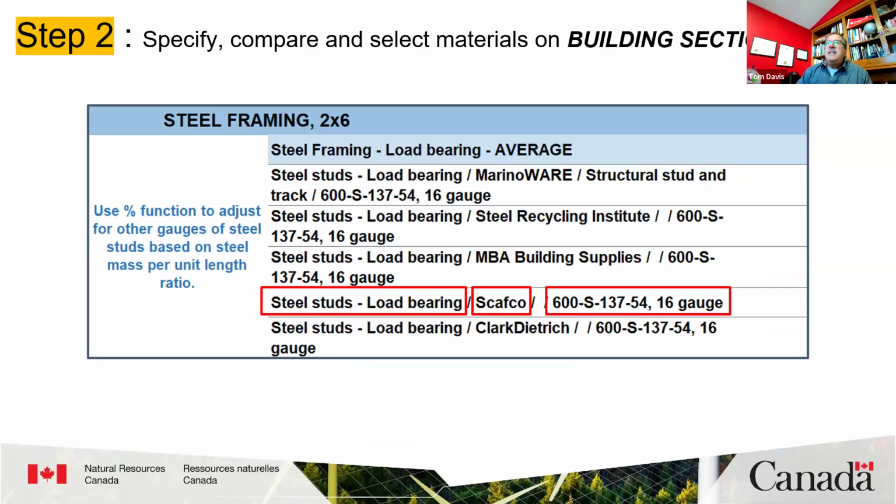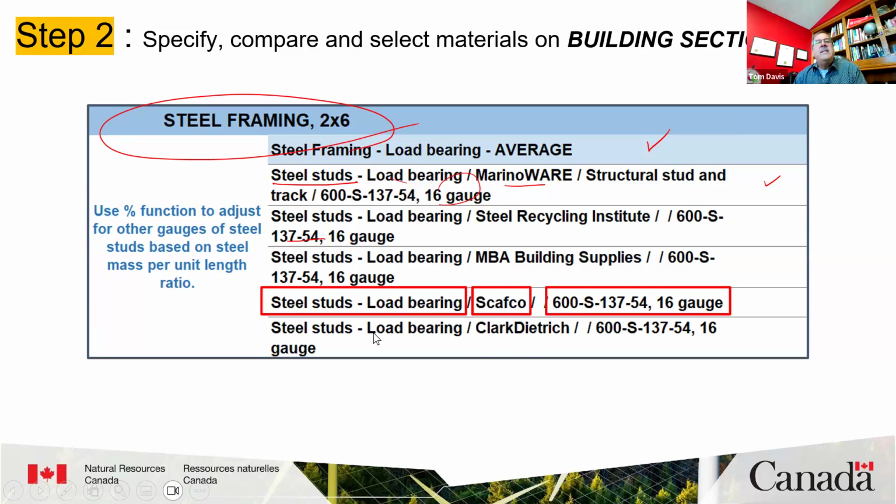So in the product list, we've gone into the wall steel framing 2x6. Where's 2x6? Okay. And then there's a whole range of options here. So we can, as previously discussed, use the industry average. Maybe if we're early in the design process, maybe we know exactly that we're going to use Marino Ware load bearing 16 gauge studs. We can get the specific EPD for that material.